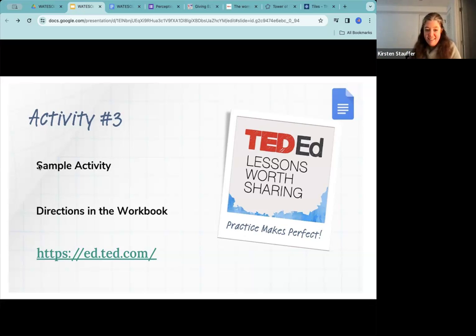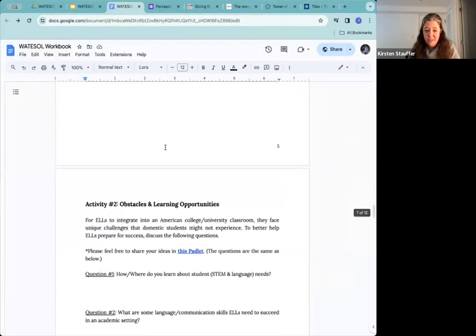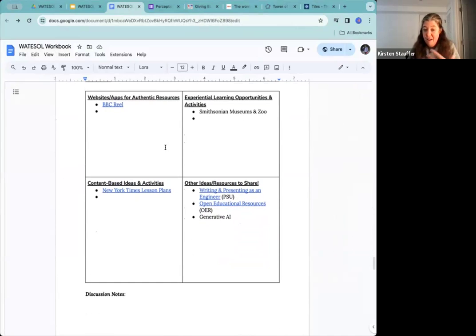So any questions so far, or any other thoughts or comments? No? So now the last part, I'd like to go back to that same Padlet. And I was thinking maybe we could share some additional resources. So in the workbook activity, I have a few that I've put in as some starting ideas, and we can add these to the Padlet as well.